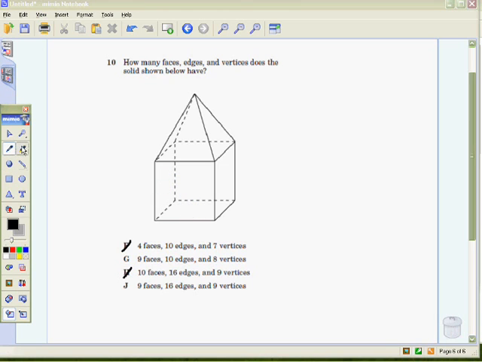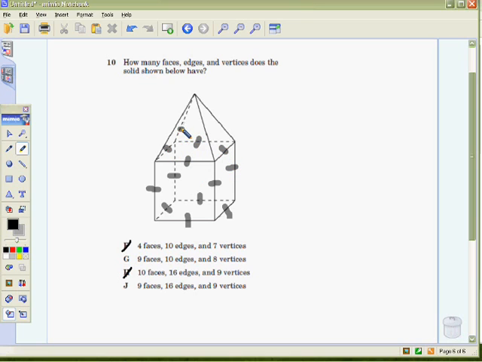Now, edges. Every edge is just every straight line. So I have 1, 2, 3, 4, 5, 6, 7, 8, 9, 10, 11, 12, 13, 14, 15, 16. Have 16 edges. So that leaves out answer choice G.